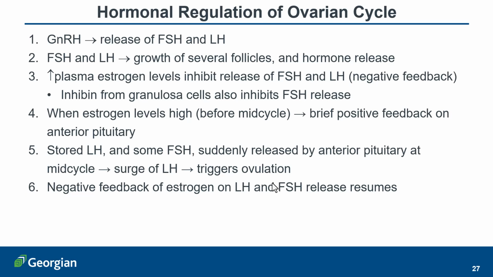When estrogen levels reach a high level just before mid-cycle, just before ovulation, instead of having a negative feedback effect on LH and FSH release, it switches. It's really odd, but it does switch from a negative feedback effect to a brief positive feedback effect. Essentially what that does is that it causes the stored LH and some FSH in the anterior pituitary to be suddenly released, resulting in a surge of LH that is the ultimate trigger for ovulation. Ultimately, estrogen then switches back to negative feedback, and the high levels of estrogen will cause LH and FSH levels to drop, and the cycle continues.